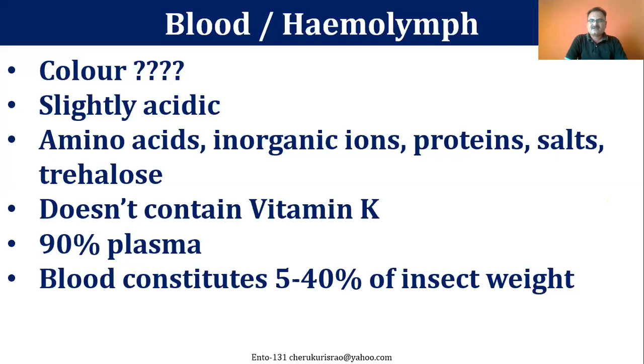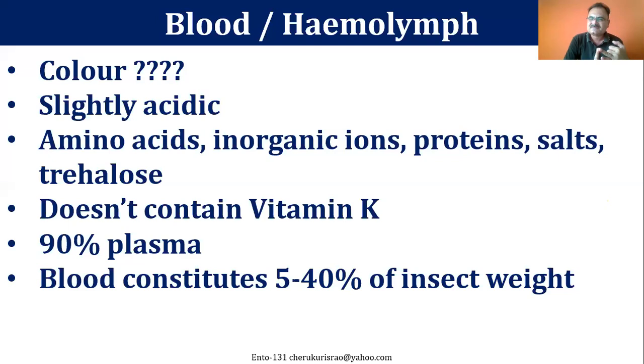Another important character is that insect blood does not contain vitamin K, which is used for the blood clotting mechanism as far as humans are concerned. Two things we now remember. Insect blood does not carry oxygen, and that's the reason insect blood does not contain hemoglobin. That's the reason insect blood is not red in color. And another character is that insect blood does not contain vitamin K, so there is no blood clotting mechanism.